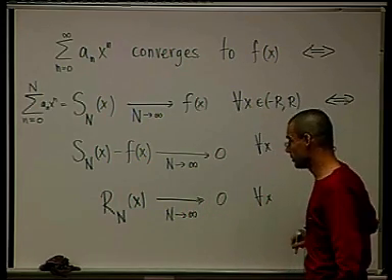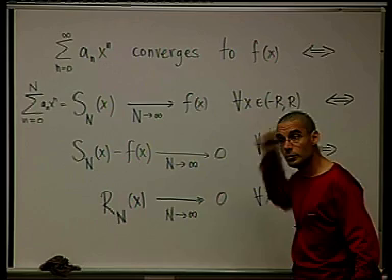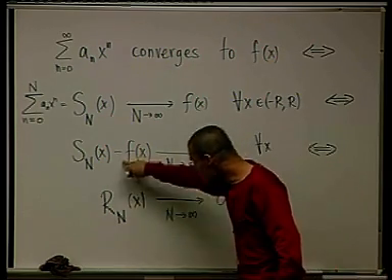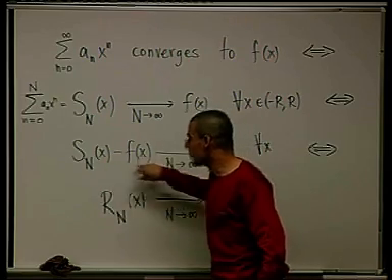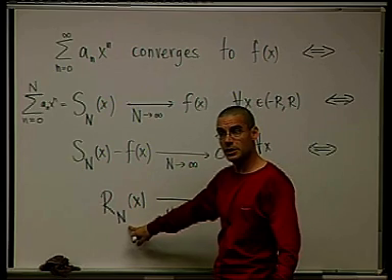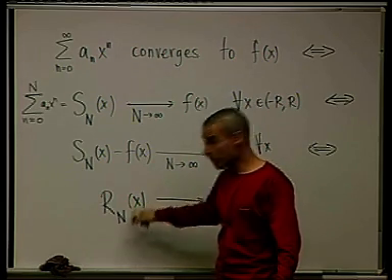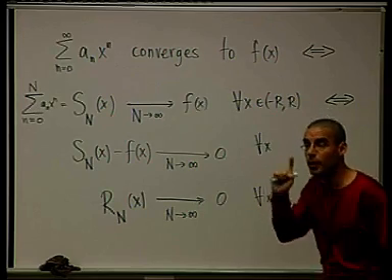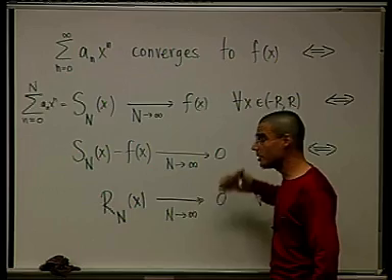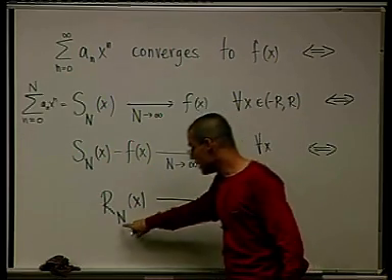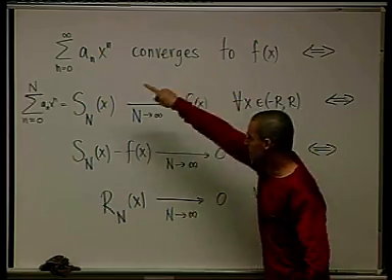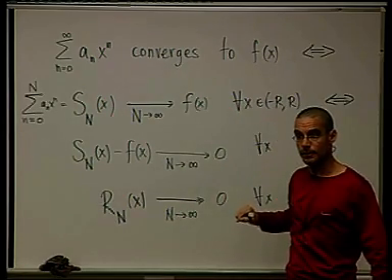For every x here. The difference between the function and the polynomial is the remainder. That's the definition of the remainder, from the good old discussion of Taylor polynomials. So if the remainder becomes smaller and smaller as the degree gets bigger and bigger, then the series is going to converge to the function.